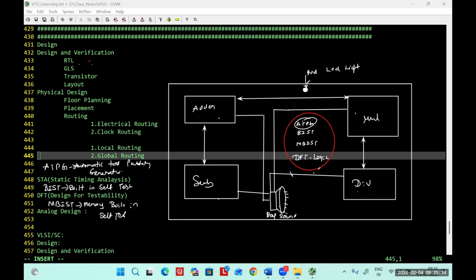Got it? Now, is DFT logic needed or not needed? You decide and tell me. Needed? So this is why your DFT people will come. Clear? So I hope you got clarity. You can make a note. Okay.